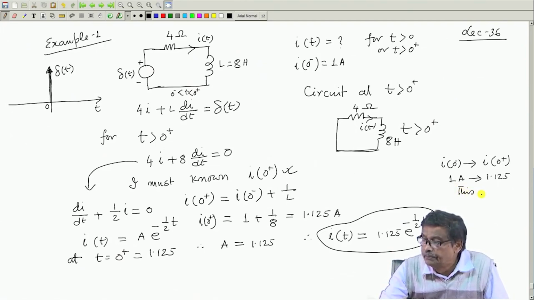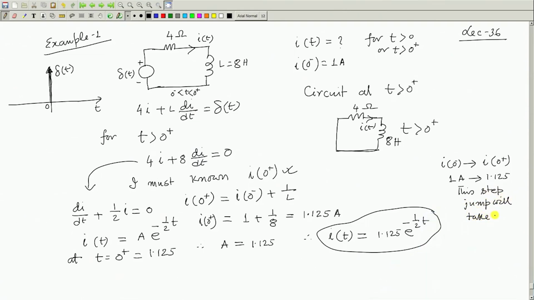This step jump will take place at t equal to 0, from 0 minus to 0 plus, that is all. Therefore, the solution of this problem will be, if you sketch this current waveform, I should draw it like this.